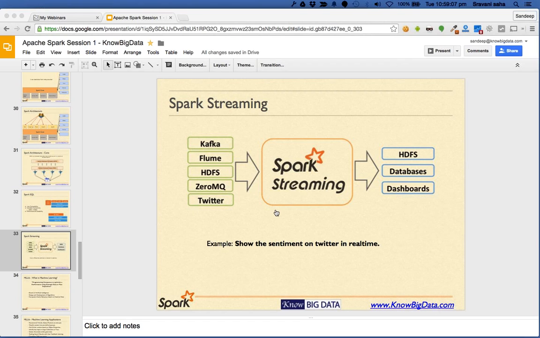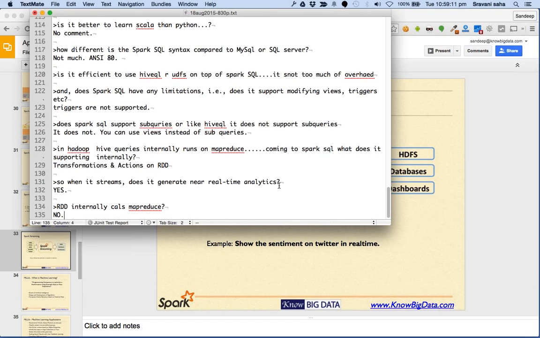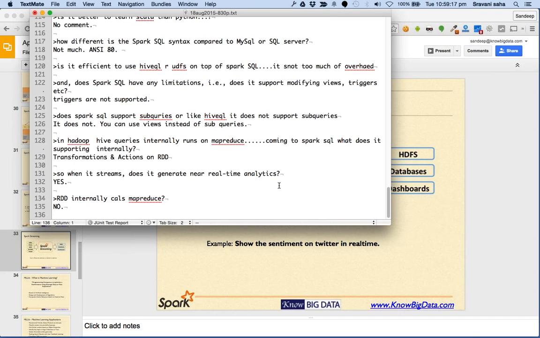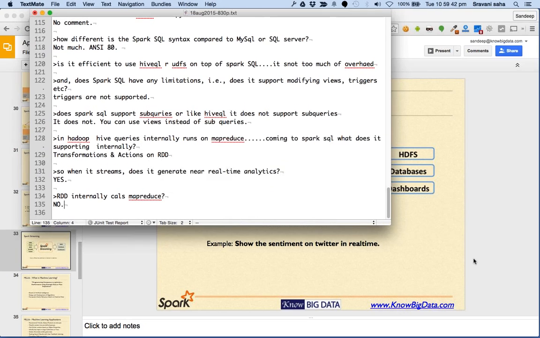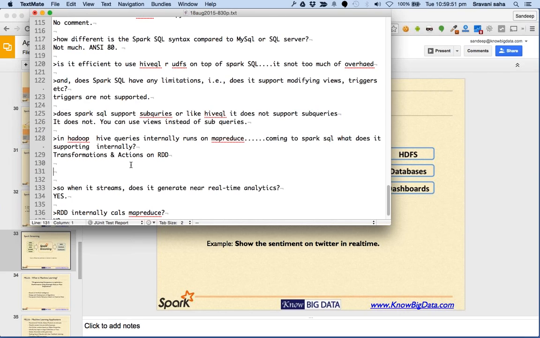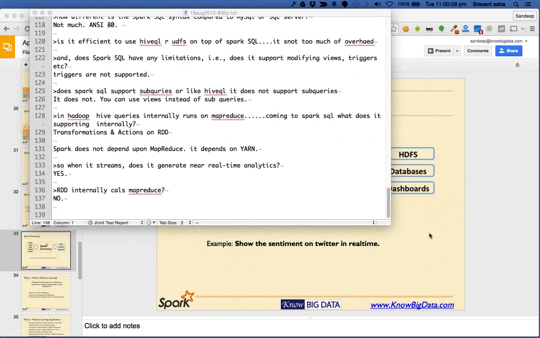So Mahesh is saying RDD internally calls MapReduce. No. RDD is just a representation of the data. A transformation is a logic which you write and Spark executes it. Your logic in the form of transformations consumes the data and produces another set of data. Or if you write an action, it means you are trying to summarize multiple records into one. Honestly, Spark does not depend upon MapReduce. Though it depends upon Yarn, it does not depend upon MapReduce. Mahesh, was I able to answer your question?